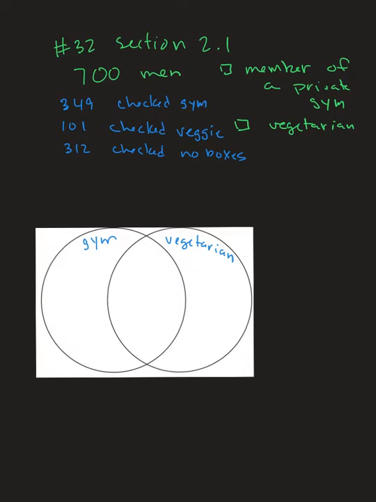So with the gym, for example, 349 said gym. And so that means that some of it's going to go here, and some of it's going to go here, right? We don't know how much of it is only gym and how much of it is men that were gym members and vegetarian. We don't know. And the same thing with the vegetarian. So 101 checked vegetarian, but some of it goes in the middle and some of it goes over here. So again, I don't know how much of the 101 goes where. In the last problem, they told me how much went in the middle, but I don't have that this time.